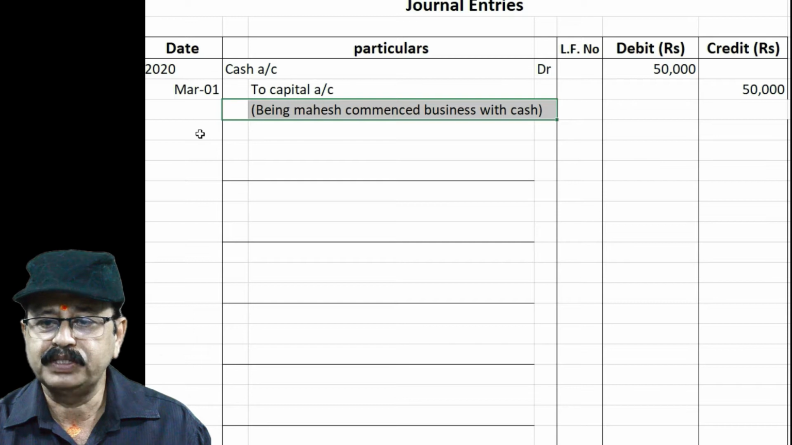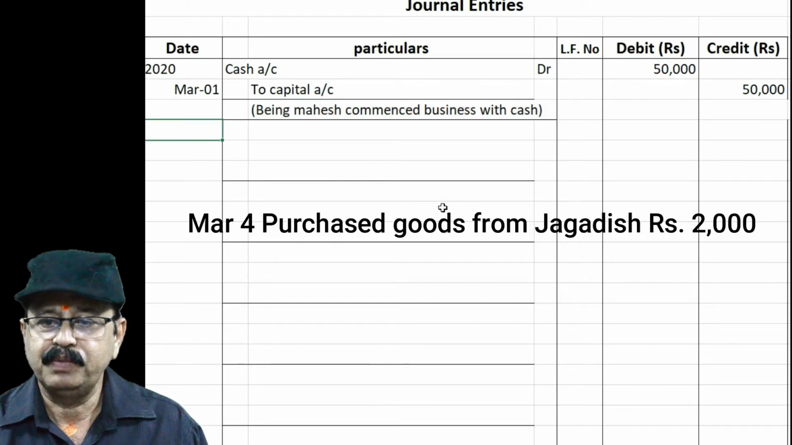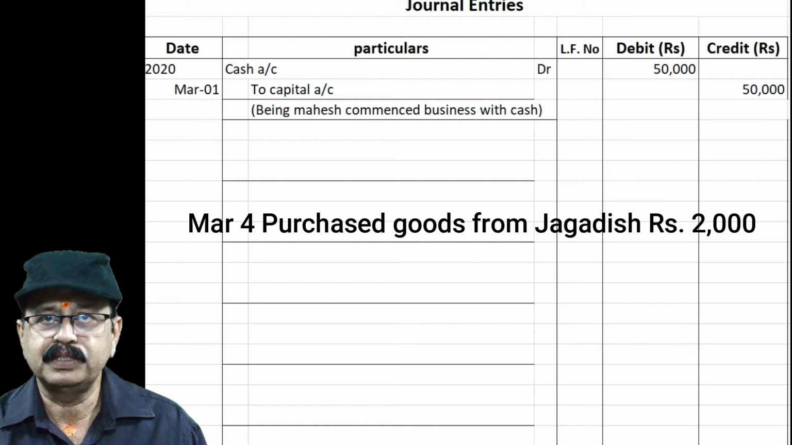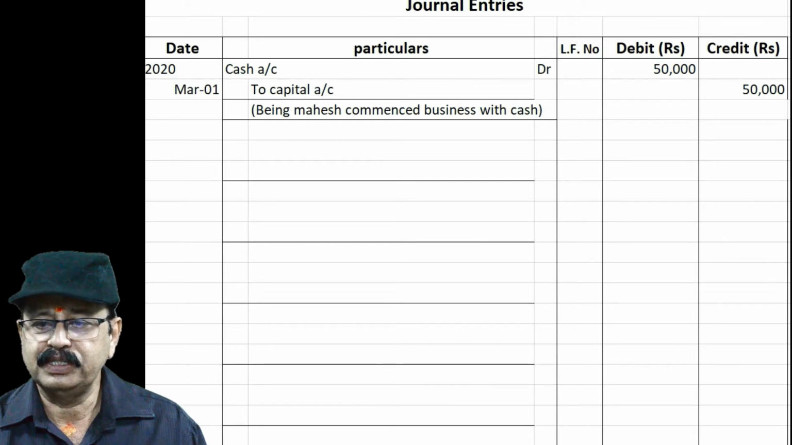March 4th, purchased goods from Jagdish. We are purchasing goods, goods are coming, so according to the real account, goods are debit. When we are purchasing goods, directly we can write purchase account is debit. Who is giving here? Jagdish is giving. According to the personal account, debit the receiver and credit the giver. Jagdish is giving, so Jagdish account is credit. So the entry is purchase account debit to Jagdish 2,000.